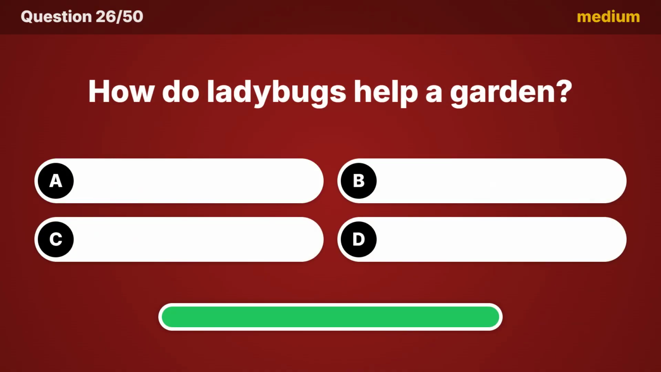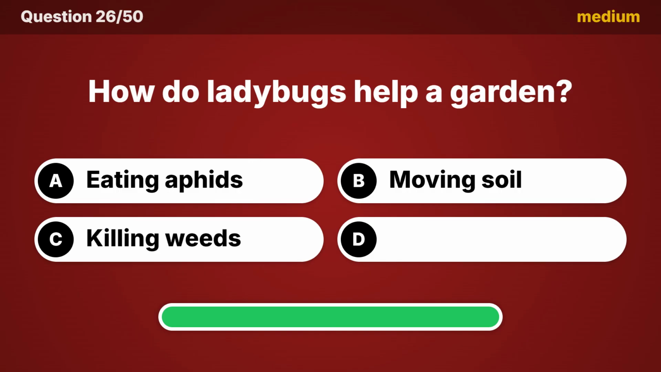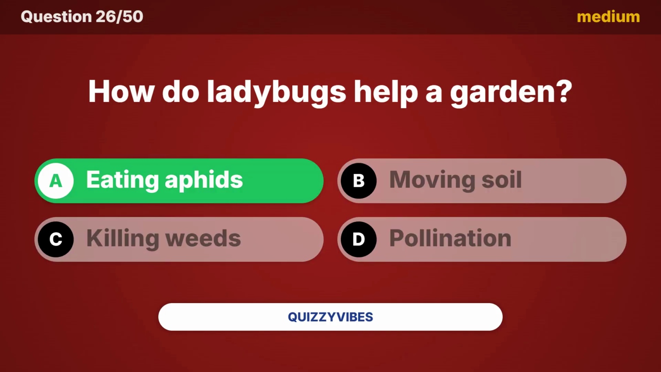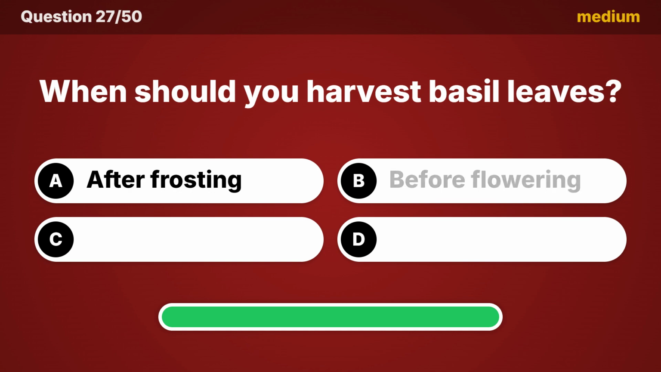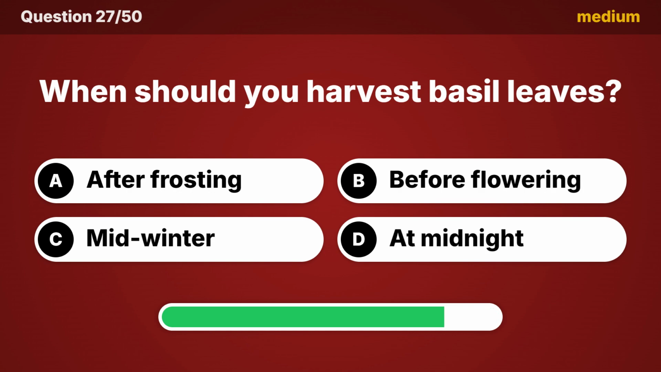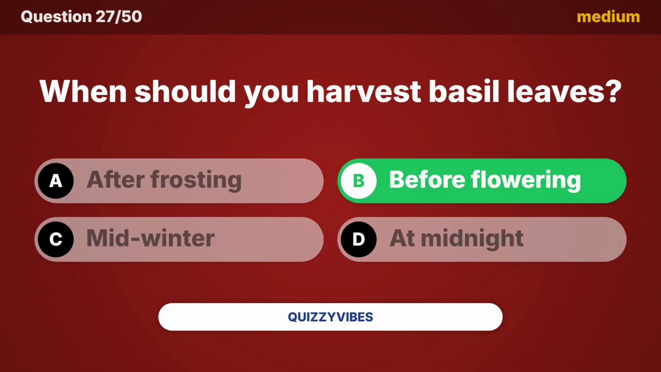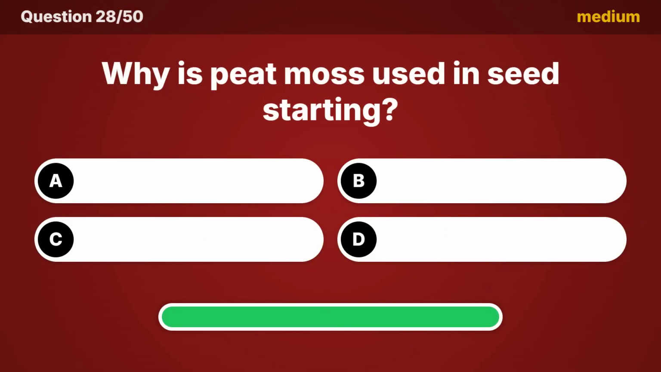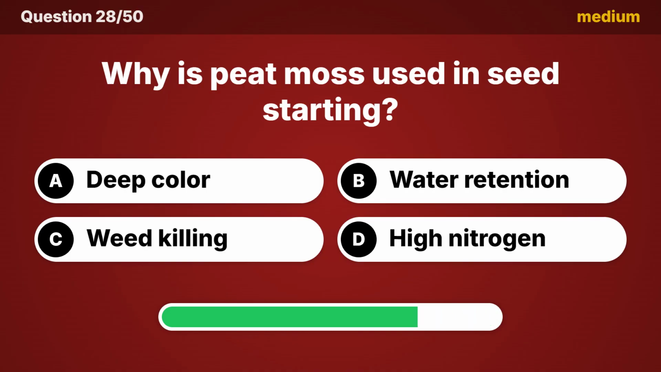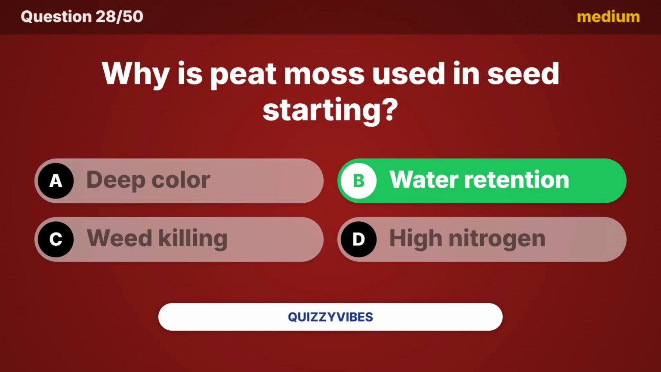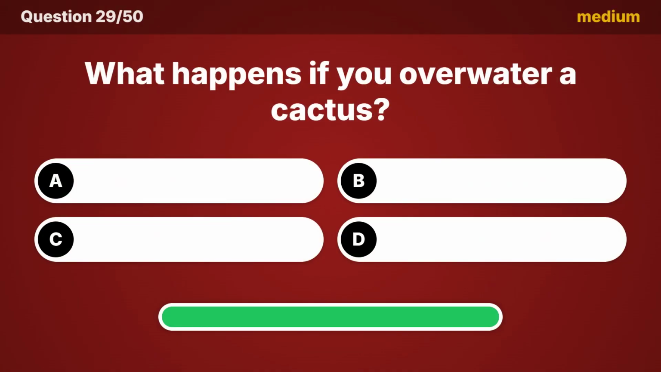How do ladybugs help a garden? The answer is eating aphids. When should you harvest basil leaves? Answer. Before flowering. Why is peat moss used in seed starting? Answer. Water retention. What happens if you overwater a cactus?